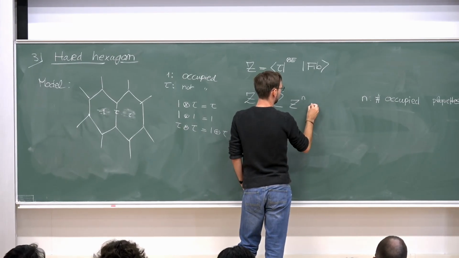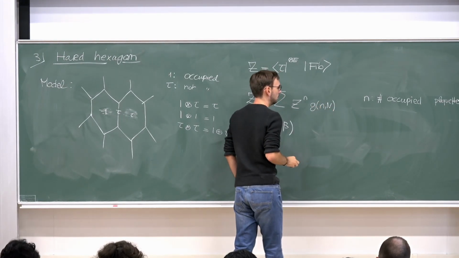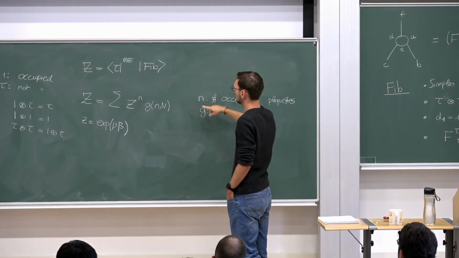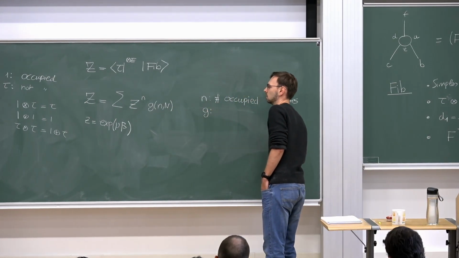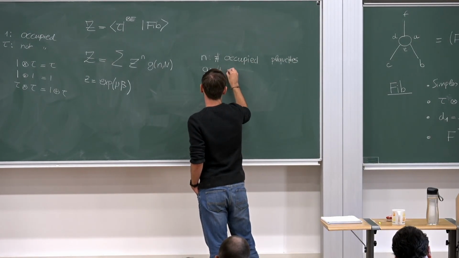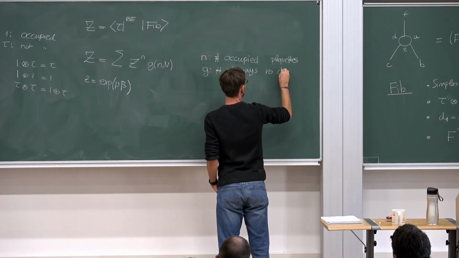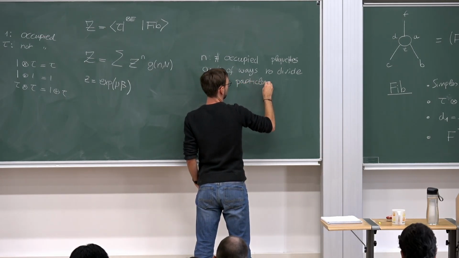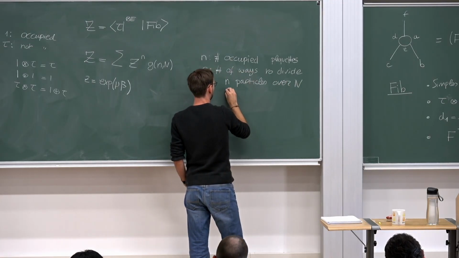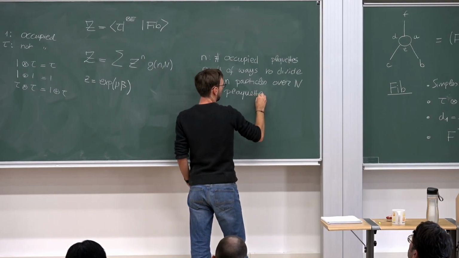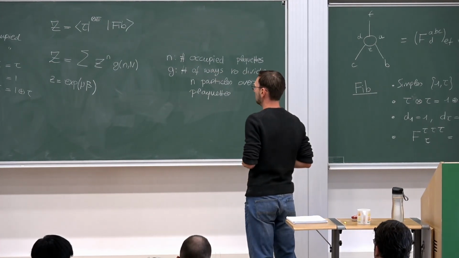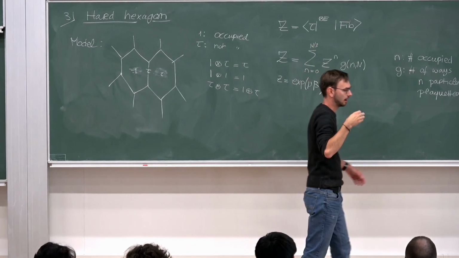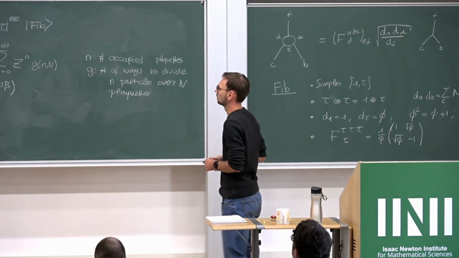And there is a combinatorial factor g(n, N), where g gives me the number of ways to arrange n particles, n occupied sites, on N plaquettes of my lattice. So the small g is the number of ways to divide n particles and molecules over capital N plaquettes. Of course, with the constraint that two neighboring plaquettes cannot be occupied at the same time. And so the sum runs over n from 0 to N over 3, because I can have at most capital N over 3 occupied buckets.